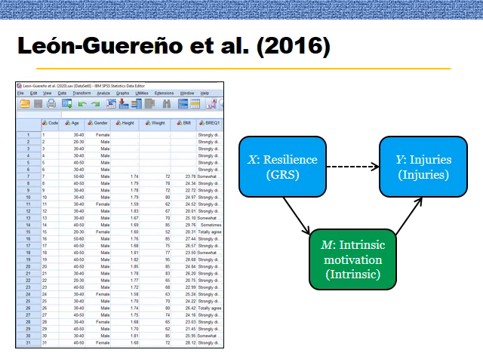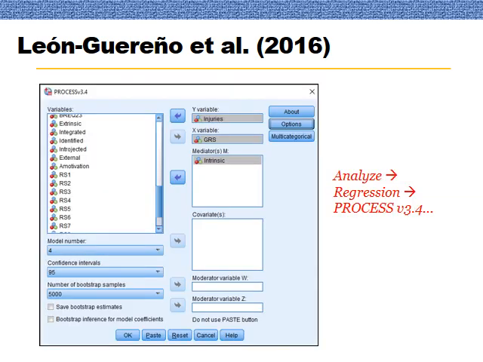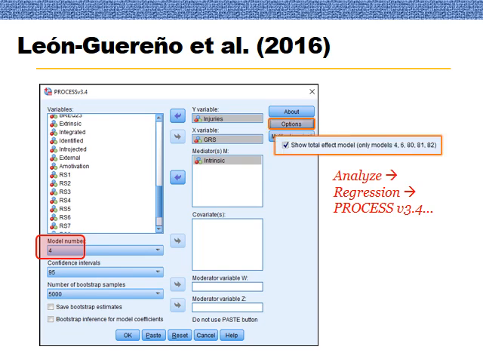Here's the data from this study, Leon Guareno et al. 2016. Our x variable is resilience. Higher scores indicate higher levels of resilience. Our y variable is injuries, where a higher number indicates more injuries in the past year. And our mediator variable is intrinsic motivation to exercise. Higher scores indicate higher levels of intrinsic motivation. We'll run this model in PROCESS using model number 4, just as we've done all along. And we'll again ask for the total effect model so that we can get the value of c for our diagram.